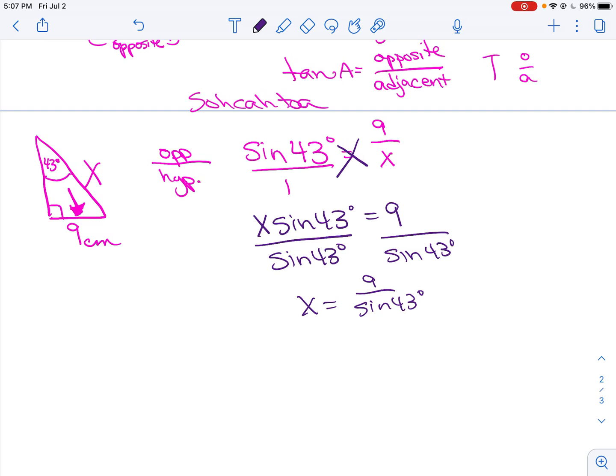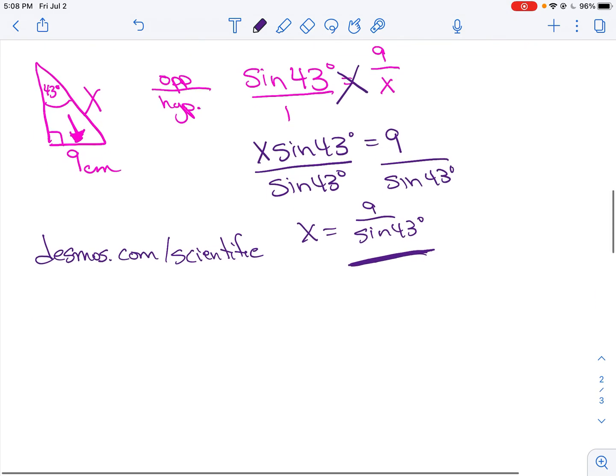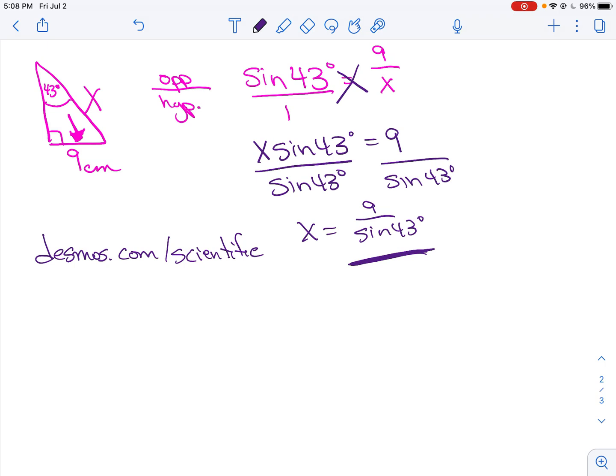Now, if you use the Desmos calculator, desmos.com/scientific, then you just put this in exactly how it's written. If you are using a calculator like your phone, or one that doesn't have a display window, you have to do kind of a backwards thing when you plug it in.